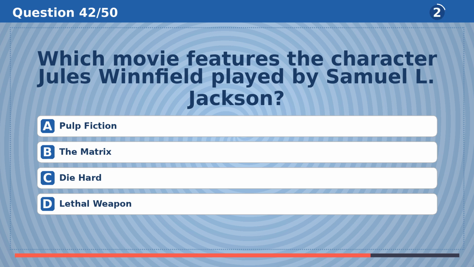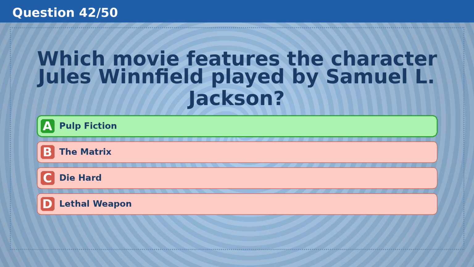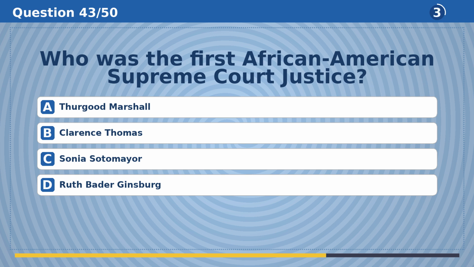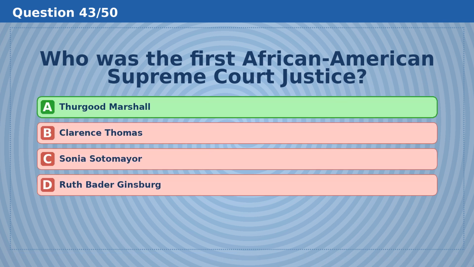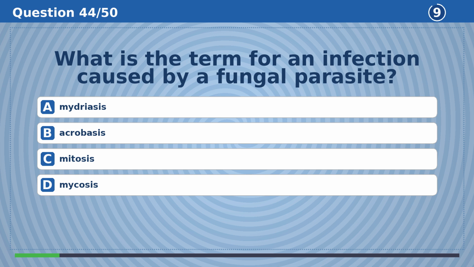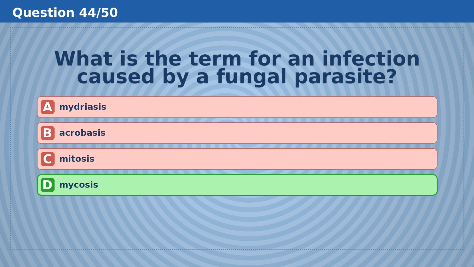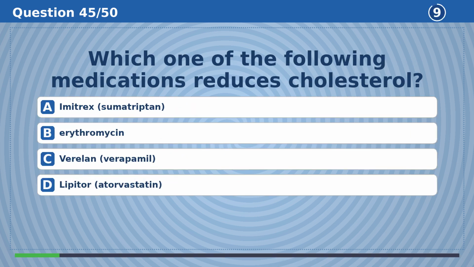Which movie features the character Jules Winfield played by Samuel L. Jackson? The answer is A. Pulp Fiction. Who was the first African-American Supreme Court justice? The answer is A. Thurgood Marshall. What is the term for an infection caused by a fungal parasite? The answer is D. Mycosis.